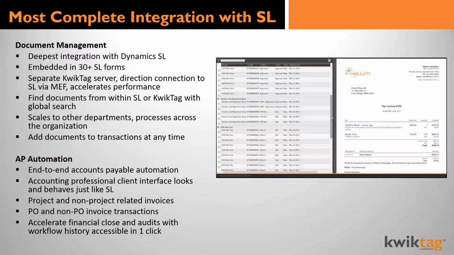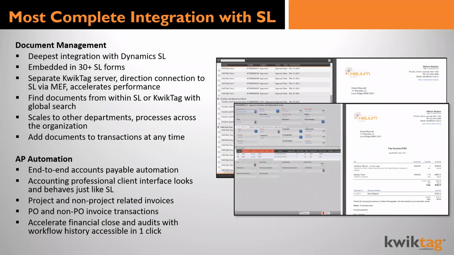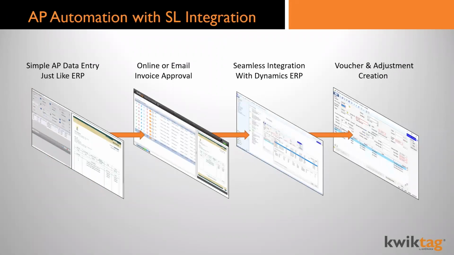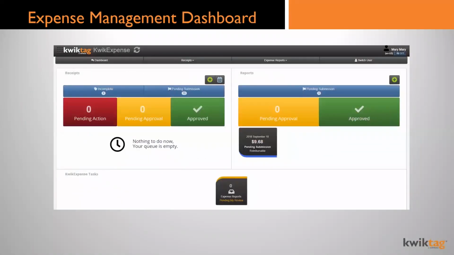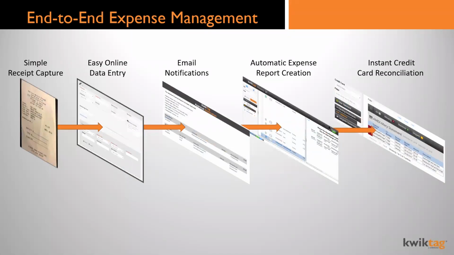Same thing for SL. We walked through the experience with GP together today, but just understand we have a professional client for SL, if that happens to be the system you're using, that goes through the same project, non-project, purchase order, non-purchase order. All of those invoice types are supported in SL and ends with a voucher and adjustment creation. For expenses, we looked at the system that's deeply integrated with GP. However, if you're using another system and you want that export file at the end of the process to be sent to some other ERP system, we have the opportunity to do that as well.